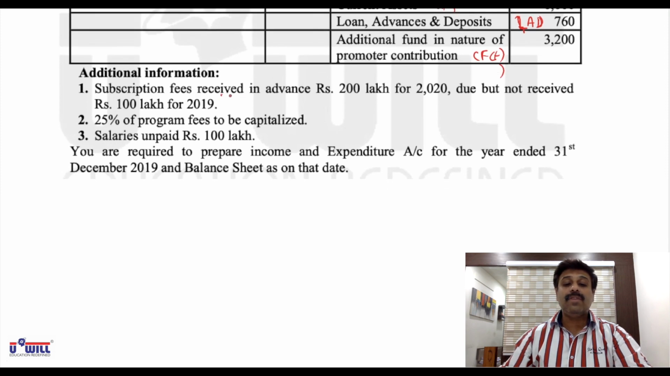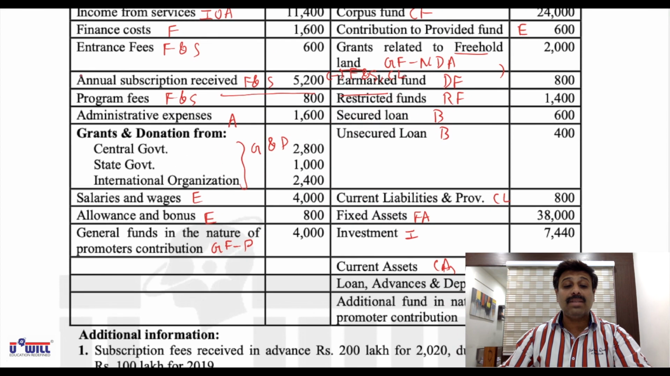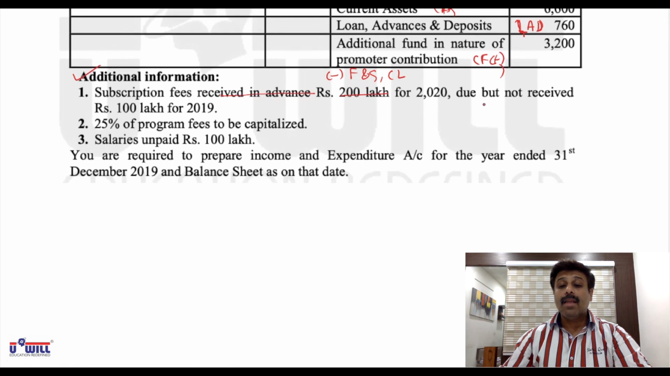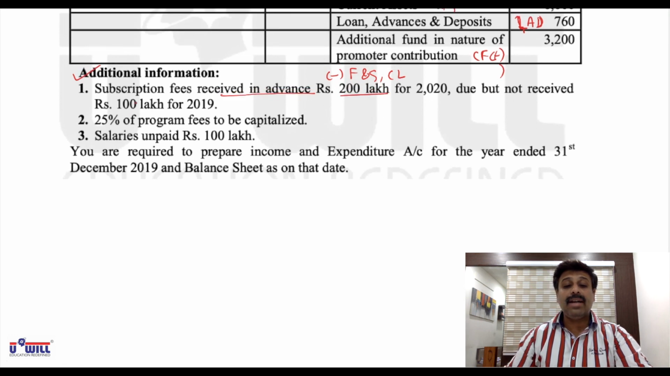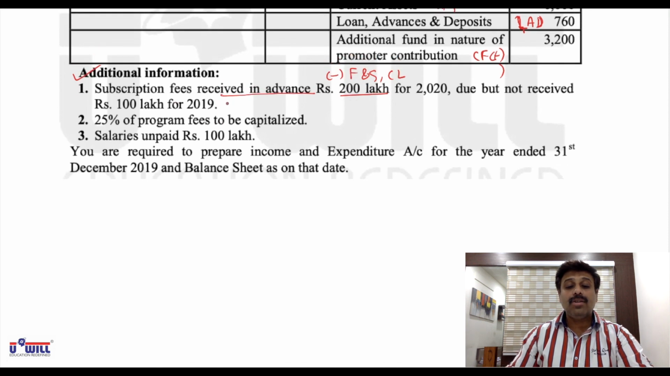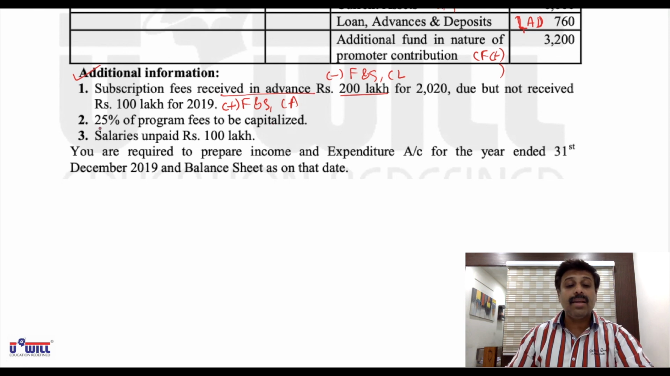Now subscription fees received in advance, means pre-received, 200 lakhs, will minus from fees and subscriptions and show in current liabilities. So put tick on annual subscriptions. There you are going to minus it. Then due but not received, 100 lakhs. Due but not received 100 lakhs means outstanding. So we'll add in fees and subscriptions and we'll show it in current assets. So in same fees and subscription, you'll add it and show it in current assets.